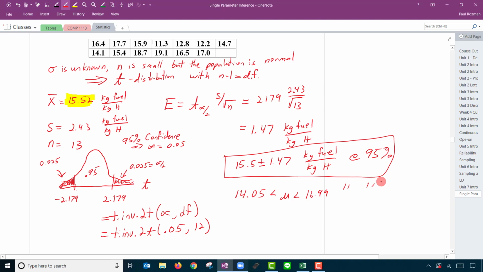Excel has a function that does this error calculation for us, though. You don't even need to use this t stuff. You can just say the error equals confidence.t, and you input alpha, s, and n. It will subtract 1 from n when it's doing its degrees of freedom calculation. So that's pretty handy, especially if you already know s. So I can show you that.